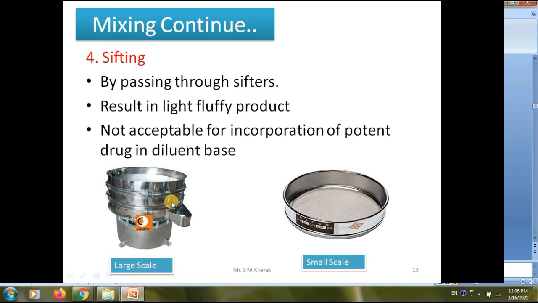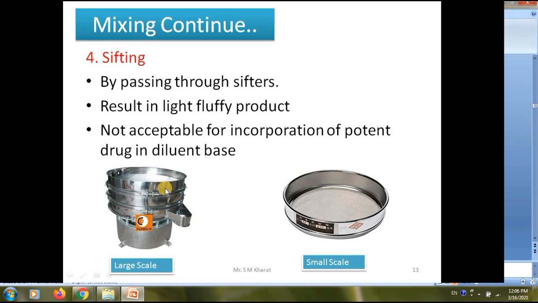In this there is an automatic sieve shaker. On a small scale we can pass almost 20 to 30 grams of powder, but in this sieve shaker it is a continuous process. We can sift or mix powders ranging from 1 kg to 100 kg. Okay, so for large scale powders, this kind of sifter equipment is very useful.